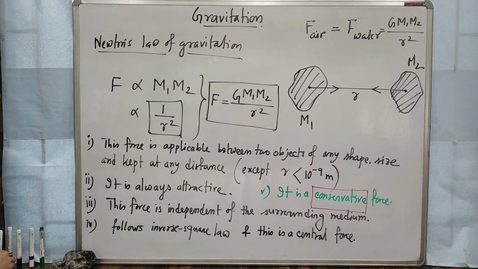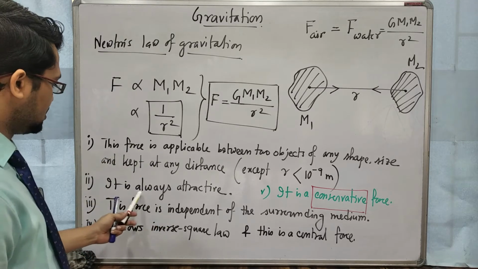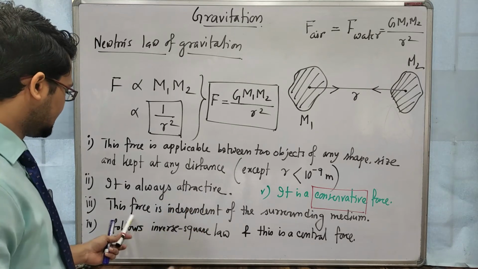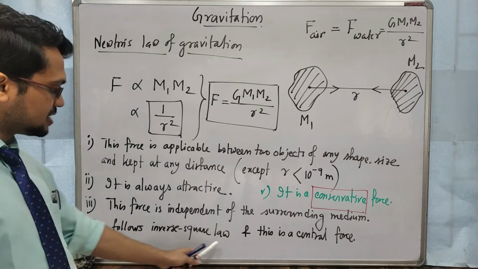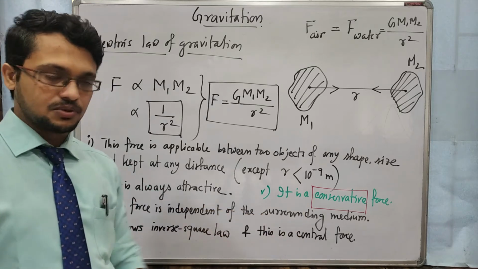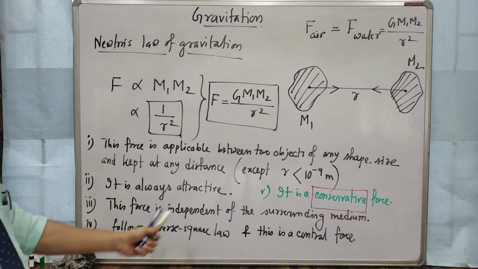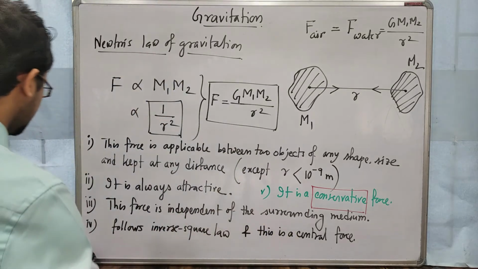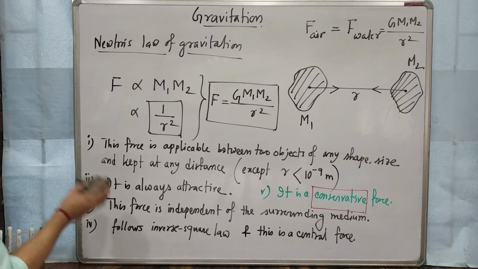Other terms we have already understood. Why is it attractive? It is in the nature, a natural thing. The force is independent of the surrounding medium, follows inverse square law, and it is a central force. So these are the properties. Now from these properties we will write this force in vector form, because force is a vector quantity. So I am erasing these properties now.